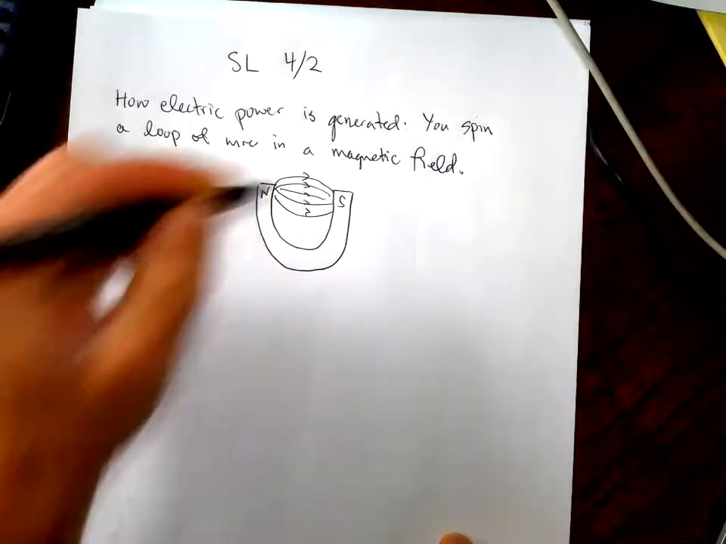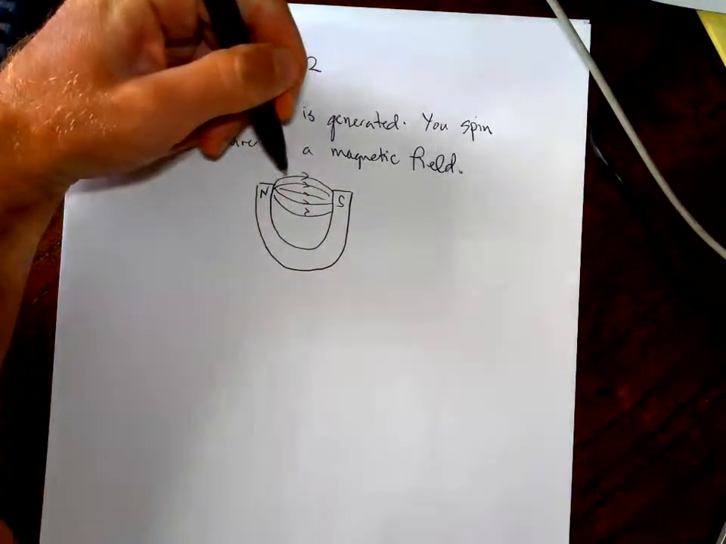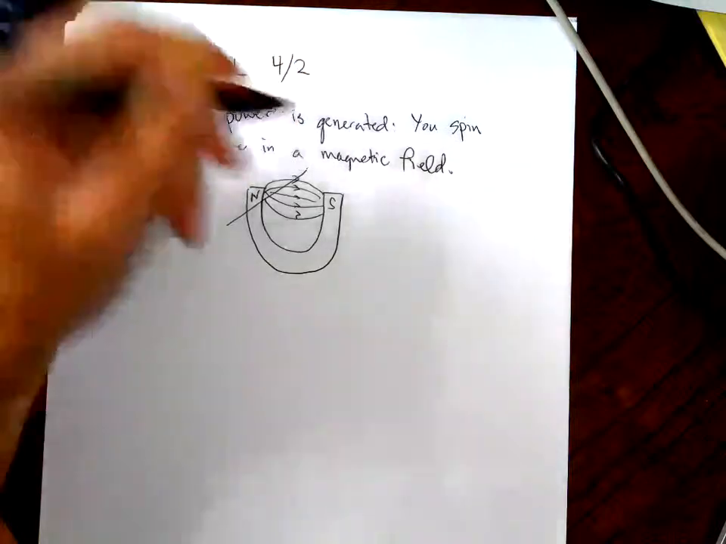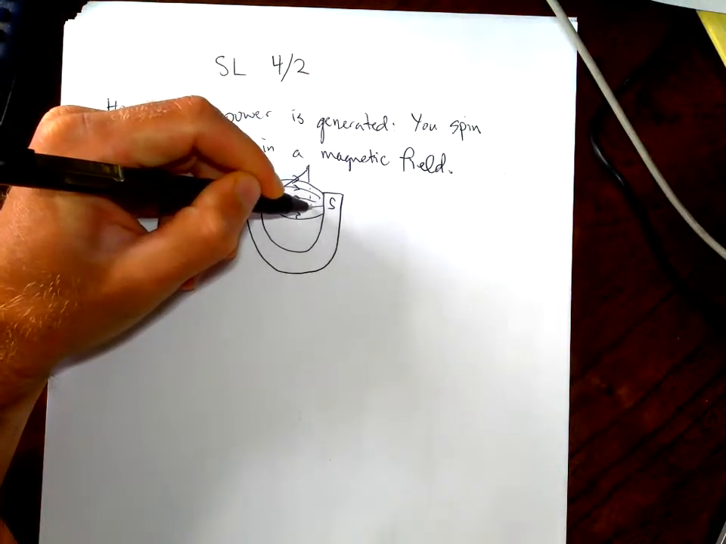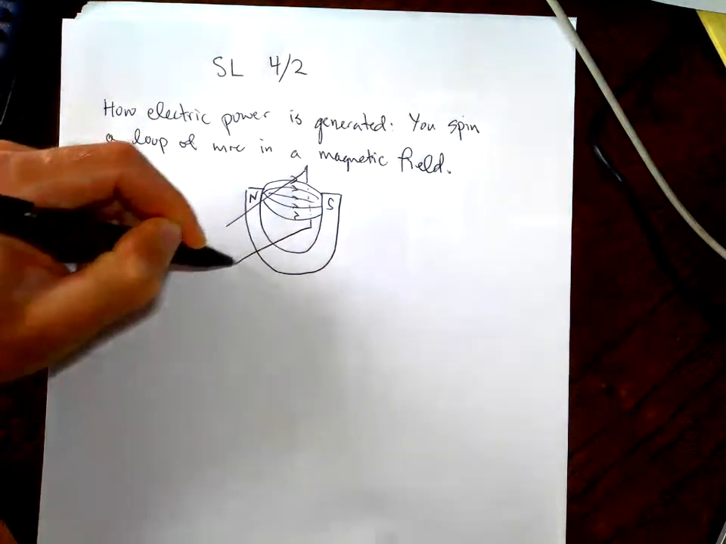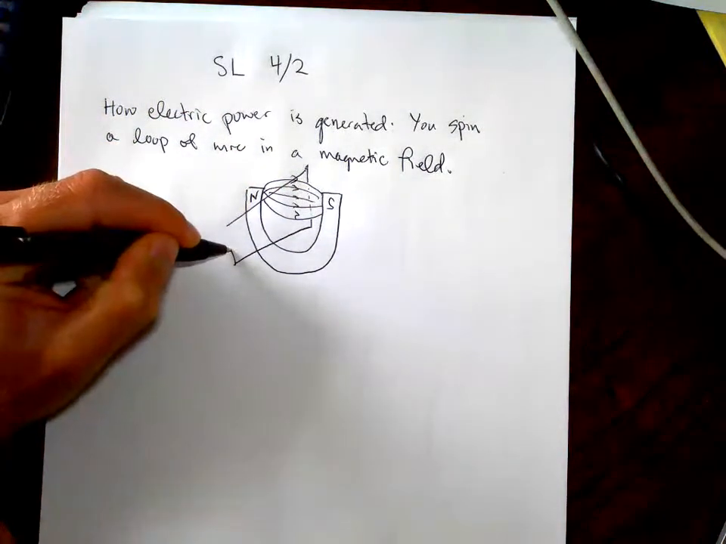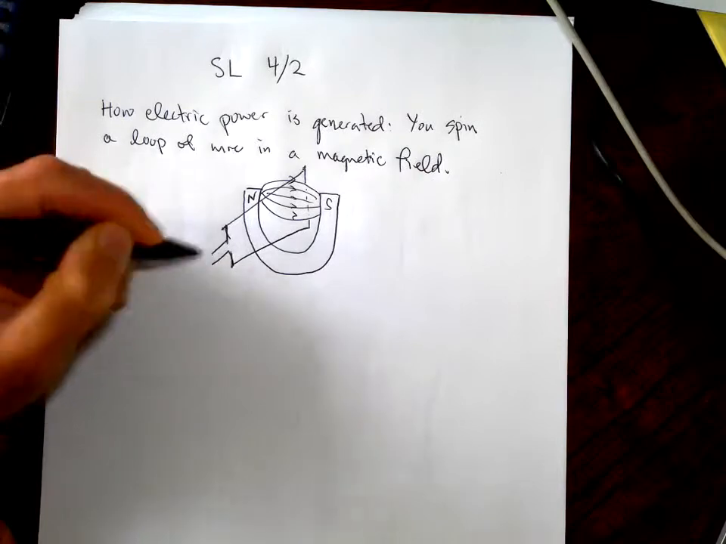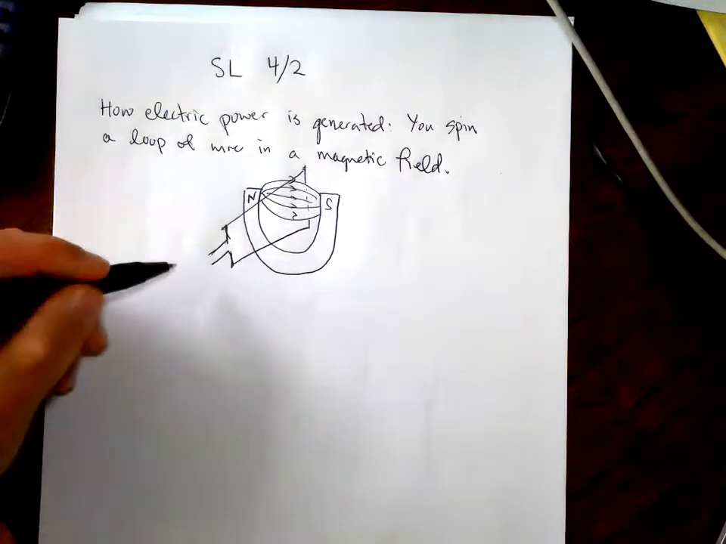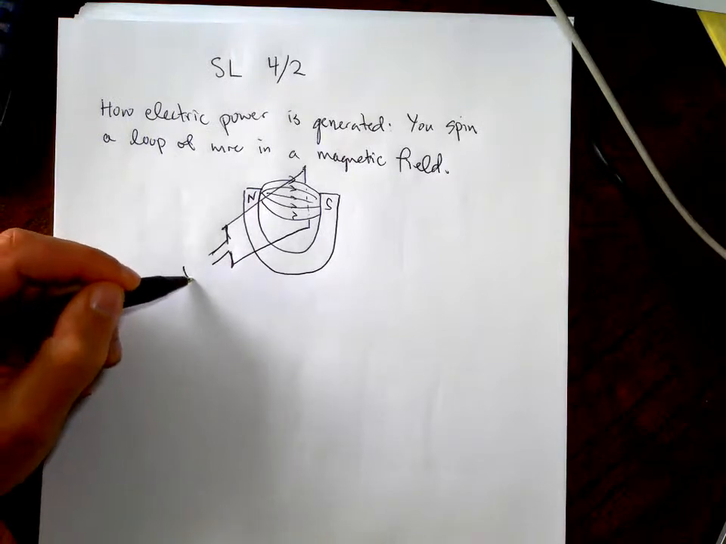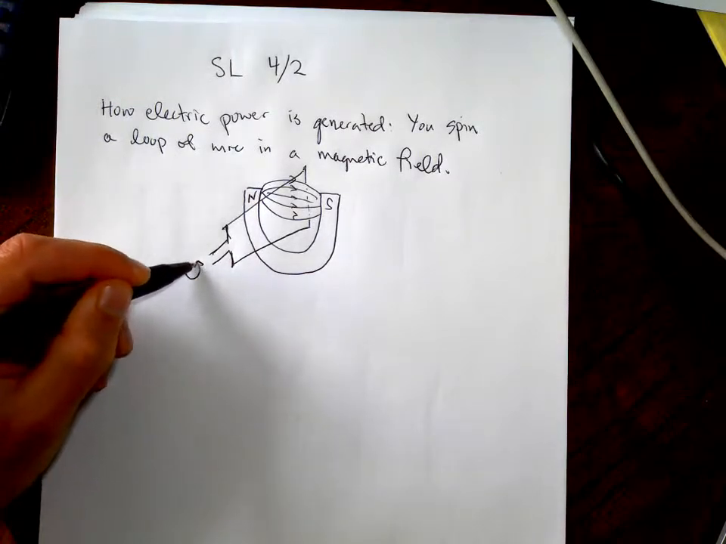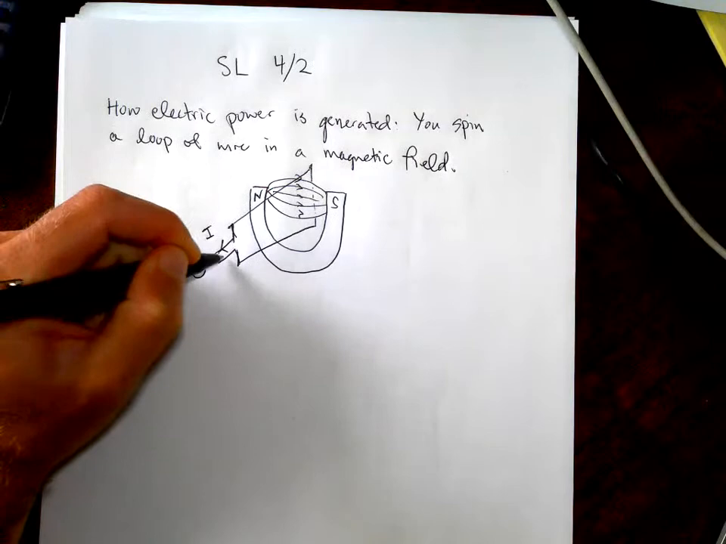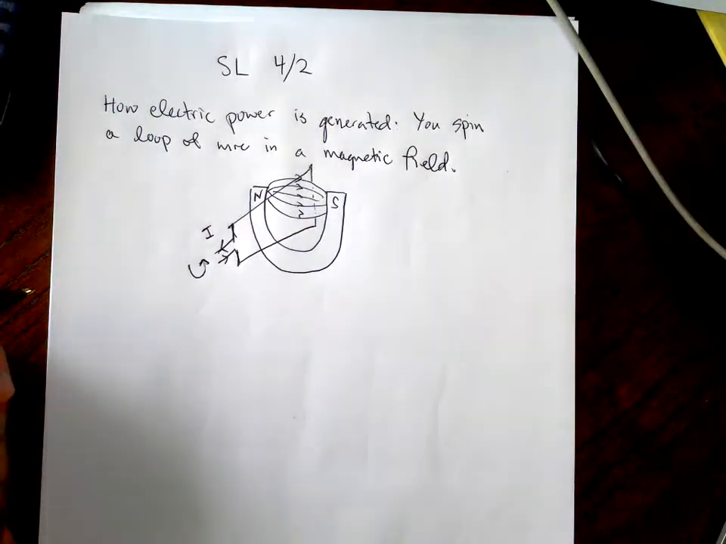And then you have a loop of wire. I'm going to make it a square loop of wire, something like this. And the loop of wire is made to spin. When you make the loop of wire spin in a magnetic field, you will have current flowing out of the wire and you'll get a voltage generated.